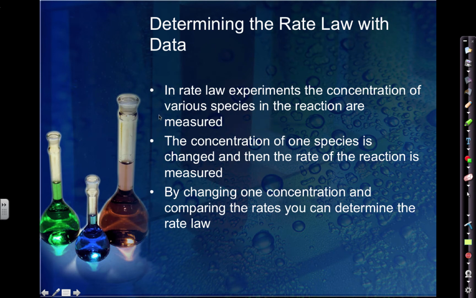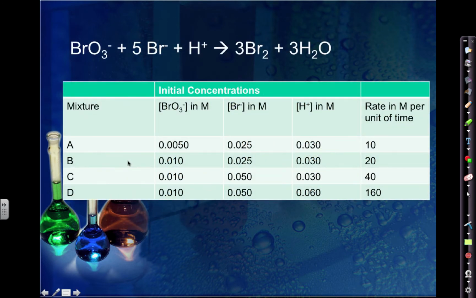In rate law experiments, we take the concentration of the reactants, vary one concentration, and measure the rate. Then we're able to compare and figure out what the order of each reactant is, and then we can figure out the rate law. So the concentration of one species will be changed, then the rate will be measured. This is a sample of what data would look like if you were trying to figure out what the rate law is.